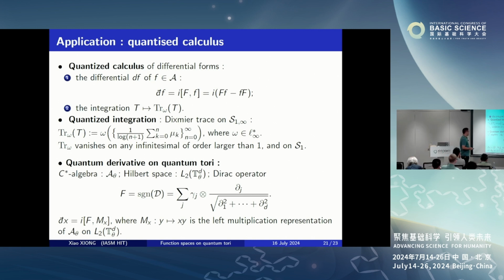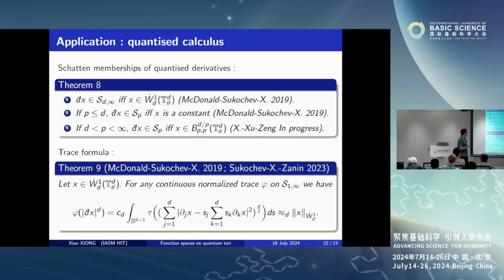So in this setting, this is the last page of my slides. In this setting, we are able to determine the size of a function, or a smooth function. Here, if p is larger than d, then it is a non-trivial commutator. But if p is smaller than or equal to d, then the function must be a constant. So here is the cutoff.